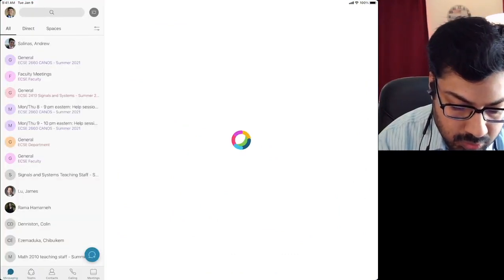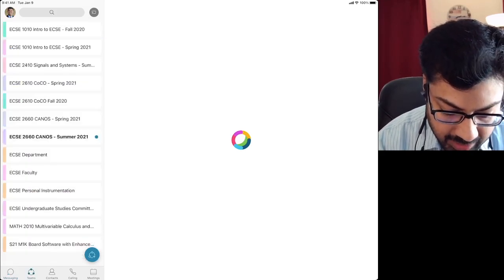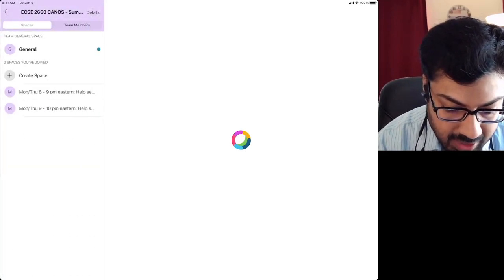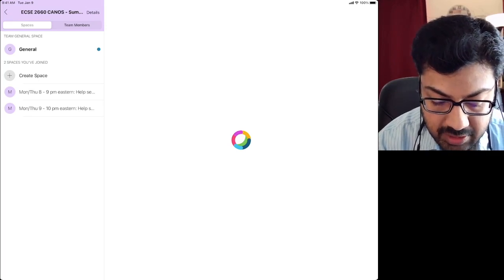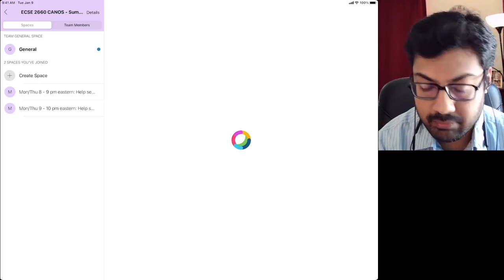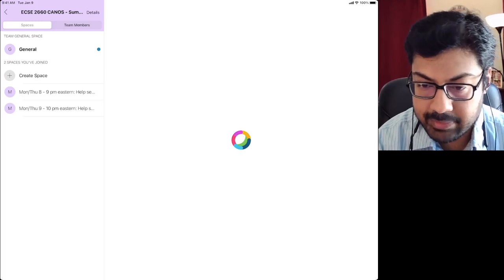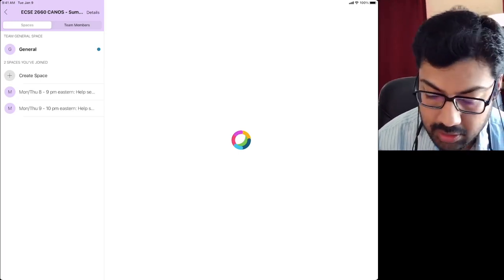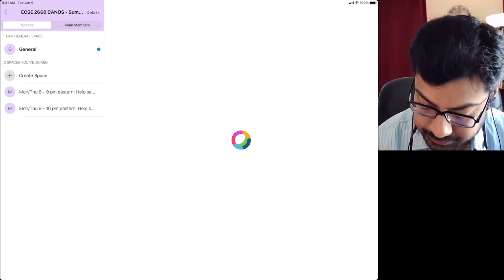If I go to all my teams, these are all the teams that I have. If I click on CANOS 2012, summer 2012, on the left hand side, you can see a general space, and then two other spaces, Monday 8 to 9 and Monday 9 to 10, right? Monday, Thursday 9 to 10. You would have to click on that, and then there will be an option for you to join that space, and then you can see all the activity that is going on over there. And the TAs will meet in that same space.